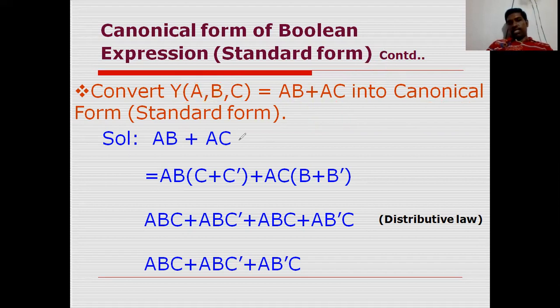First of all, you write the expression as it is. AB in the sense A dot B, A is being multiplied with B, plus AC, where A is being multiplied with C.